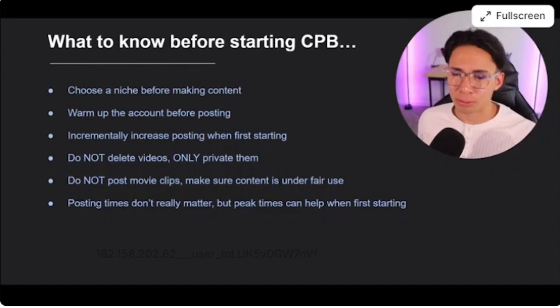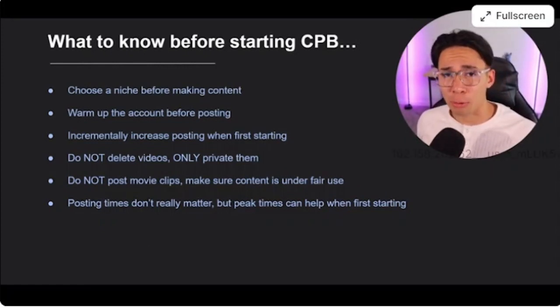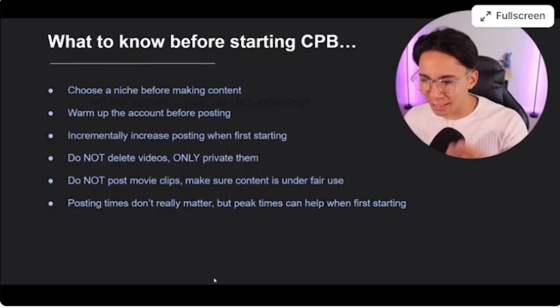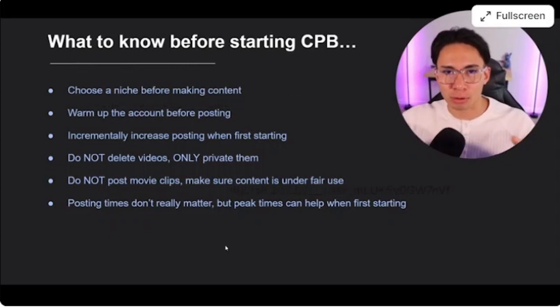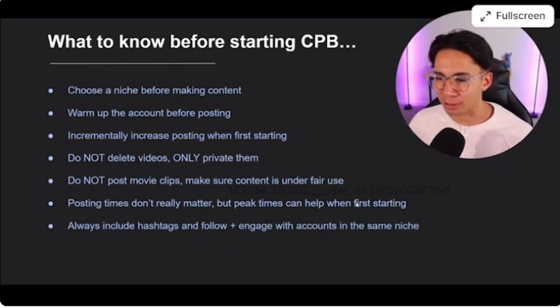It doesn't really matter though. You can post it at 1 a.m. in the morning, and if it's a good video, it'll still go viral. Don't make it an excuse for why you're not going viral. But at the start, it'll give you a little boost. Imagine posting when double the people are on TikTok. It's going to help, but everyone's addicted to TikTok, so it doesn't really matter.